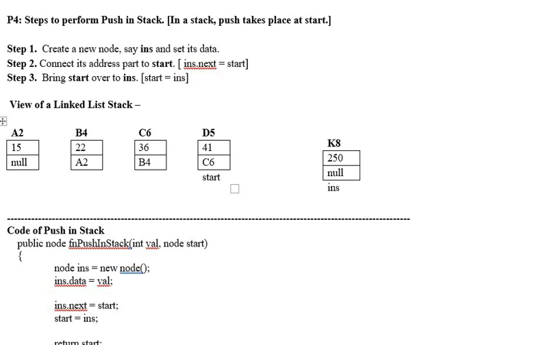I have named that node ins. Ins is the name of a node, just a name. There the data is and its address is null. Now can you think how the connection can be established?